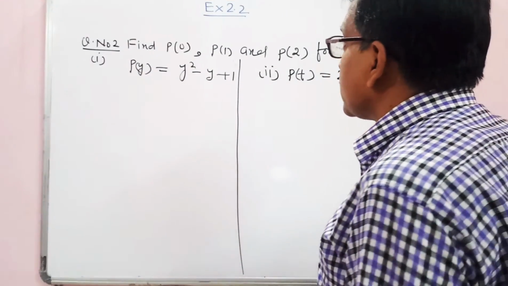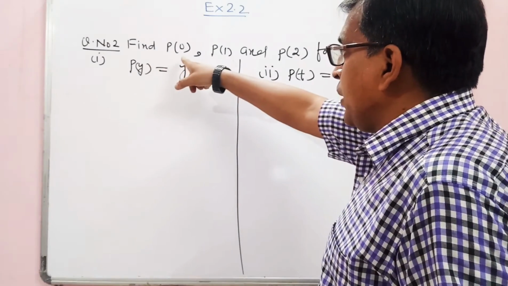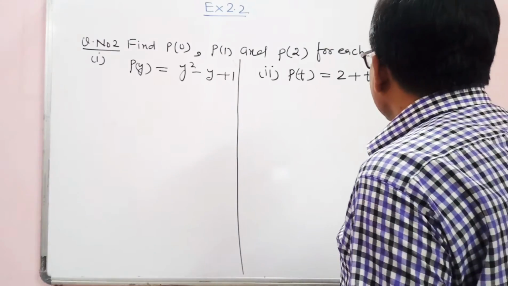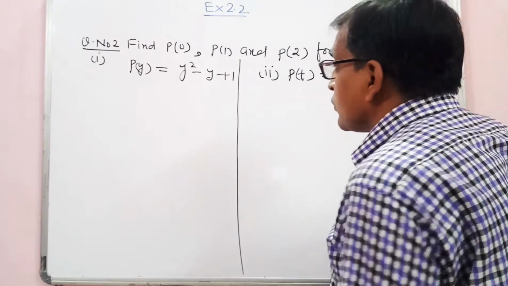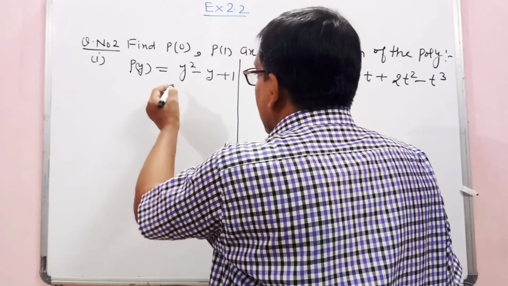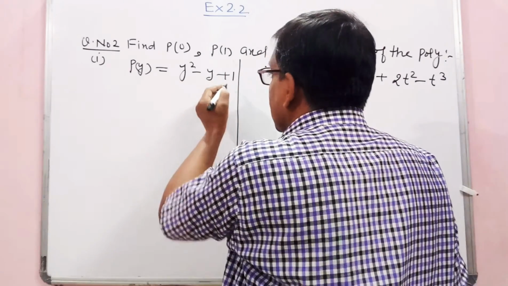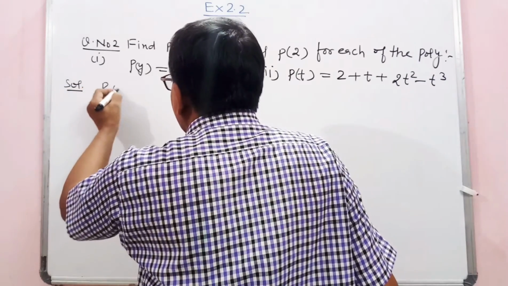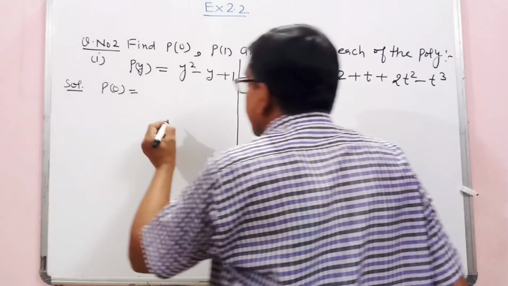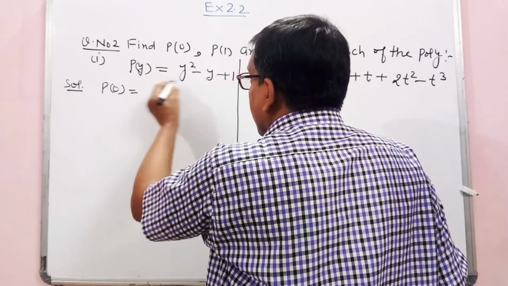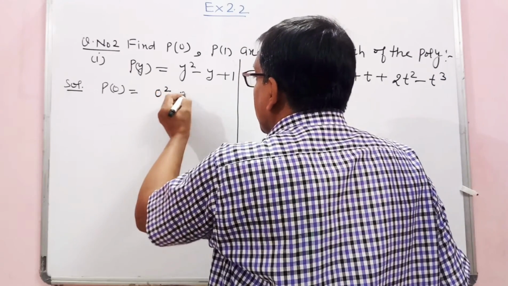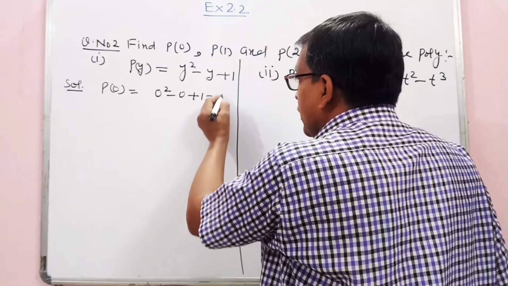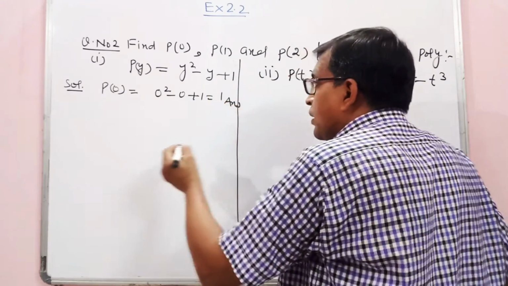Answer. Exercise 2.2, question number 2. Find P0, P1 and P2 for each of the following polynomials. Now first part, P(y) equal y square minus y plus 1. P0 first we find out. Then instead of y we write 0 square minus 0 plus 1. 0 square is 0, minus 0, plus 1, 1 answer.